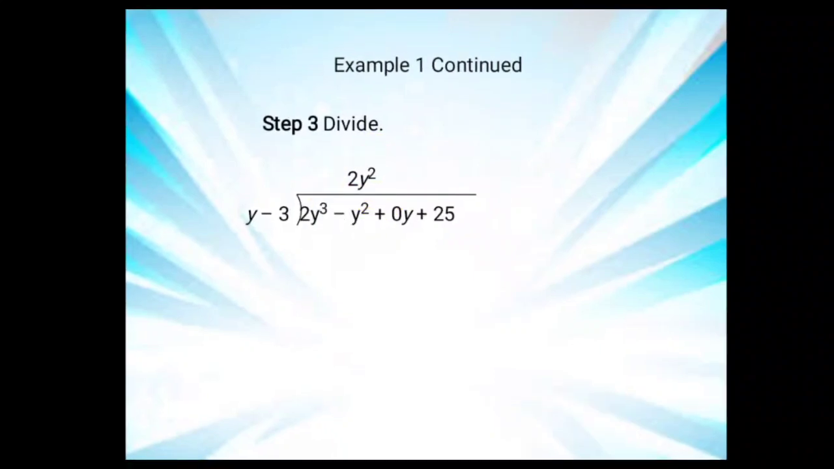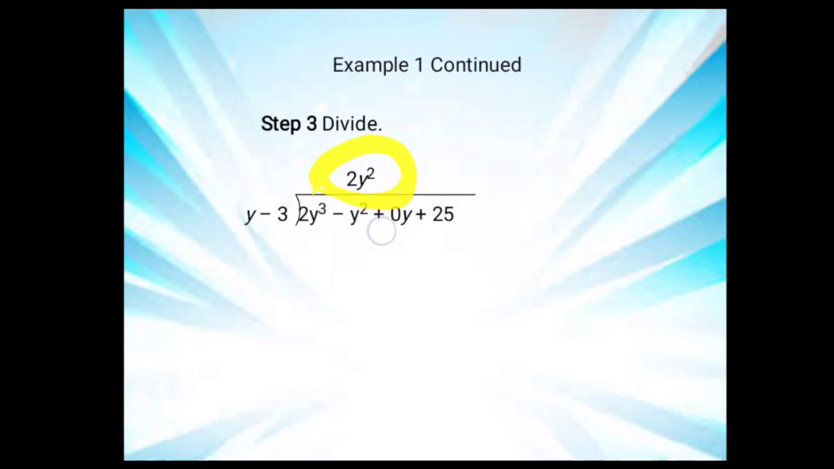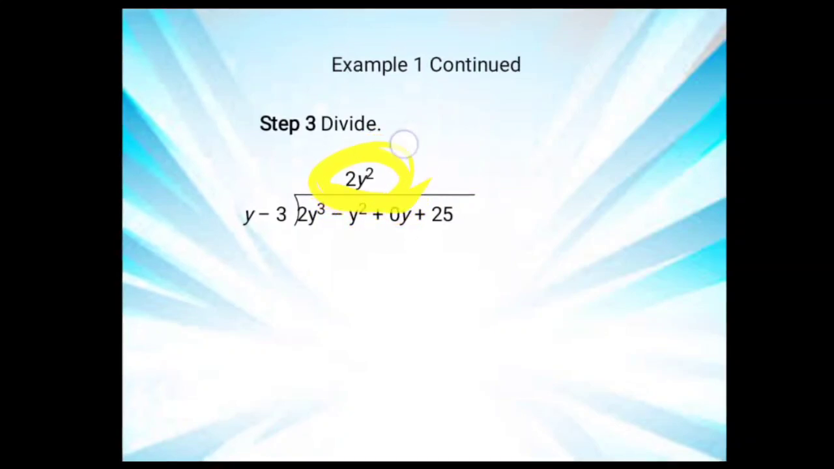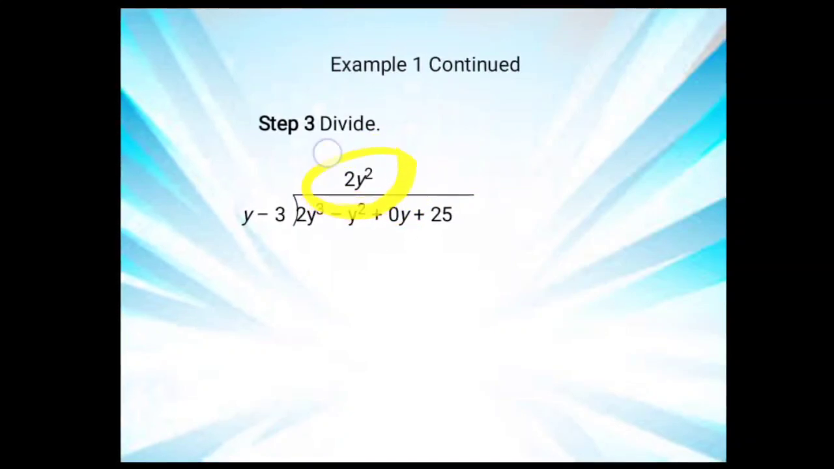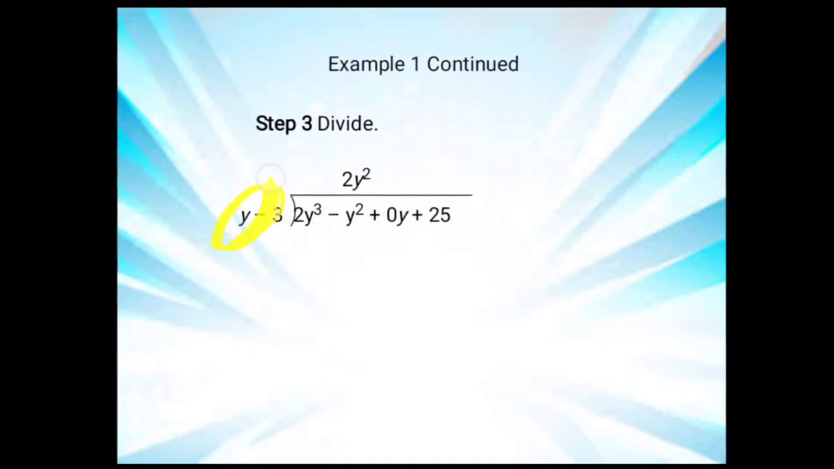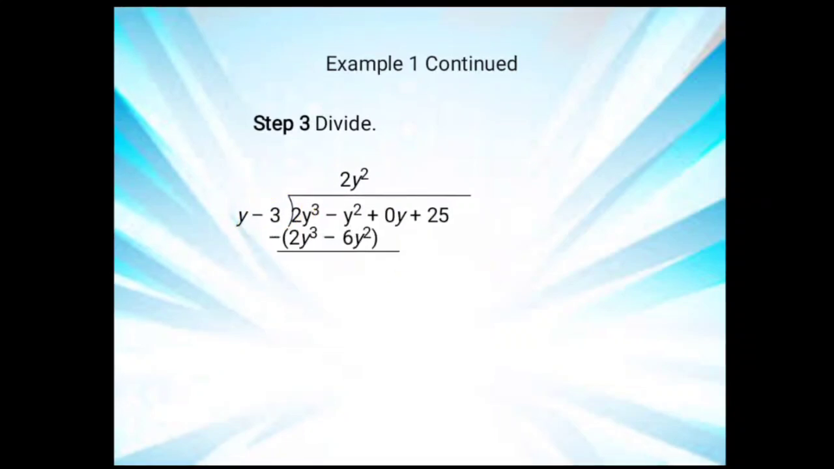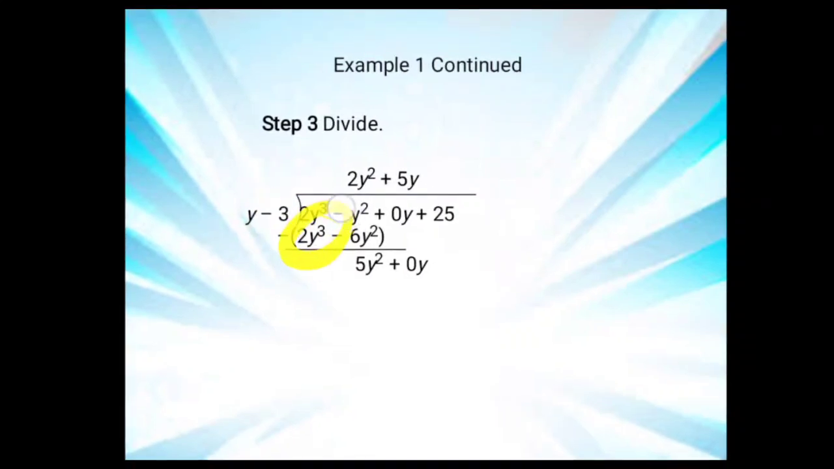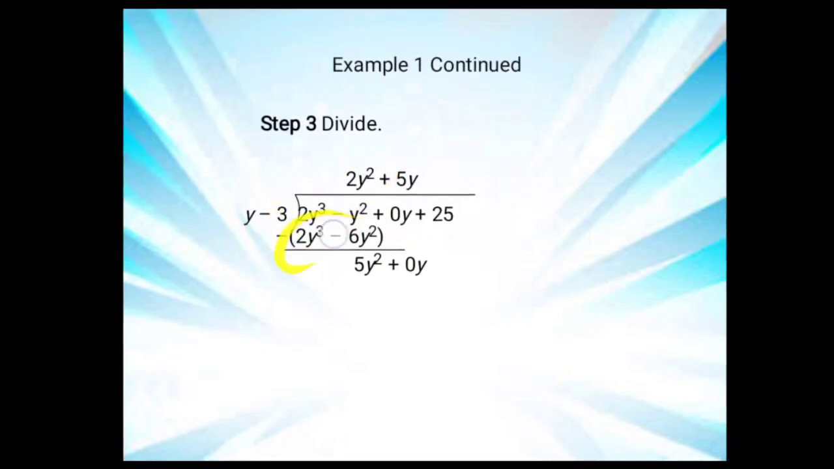In that case, after finding the first term, you have to multiply this 2y squared to the divisor. So 2y squared times y and 2y squared times negative 3. The answer should be 2y cubed, because 2y squared times y is 2y cubed.